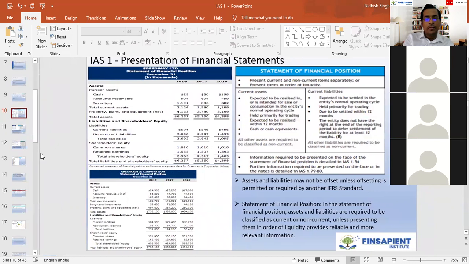Are you able to see, by the way, the screen? Is that visible enough and legible?